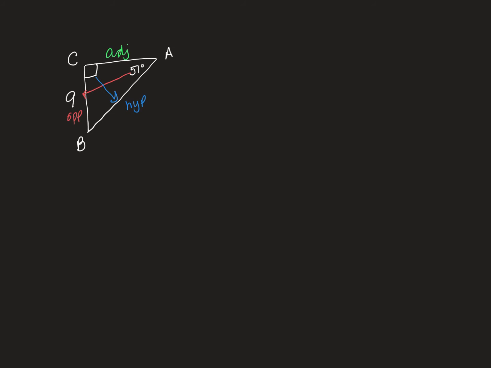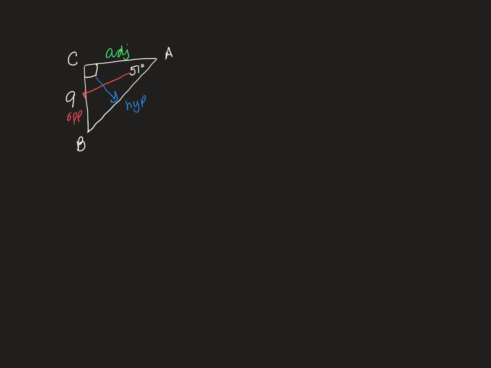Something you need to know is that the lowercase letter is always opposite the uppercase letter. So for example, this is capital B, that would be lowercase b. This is capital A, that is lowercase a. This is capital C, this is lowercase c. So the lowercase letter is always opposite the uppercase letter when we're writing in a triangle.